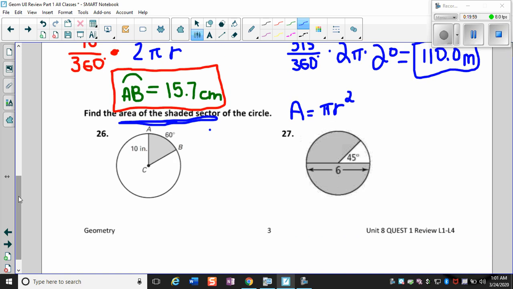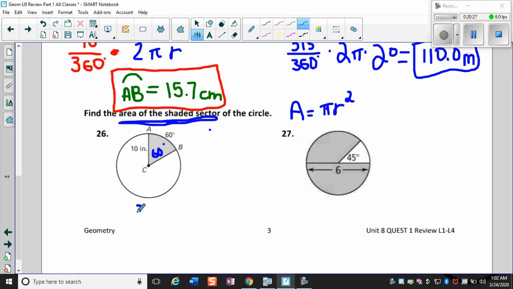What's the part of the circle that we're interested in? The area of the shaded sector. So looking at 26, here we can tell that the arc measure is 60 degrees from arc AB. We notice that the area of the shaded sector is intercepted by arc ACB. So this angle here, since it's a central angle, also has a measure of 60 degrees.